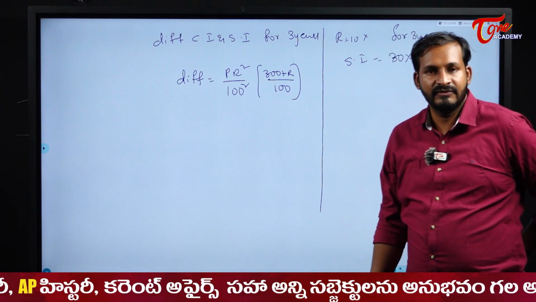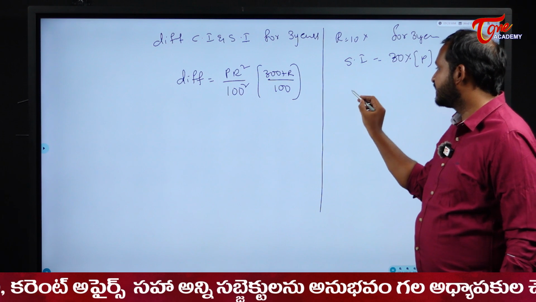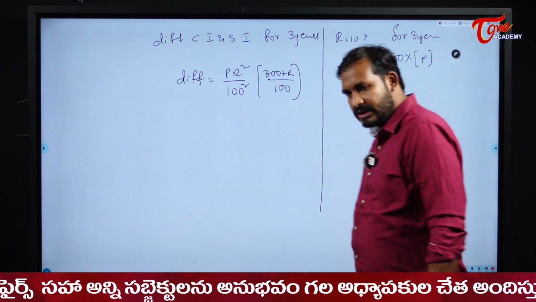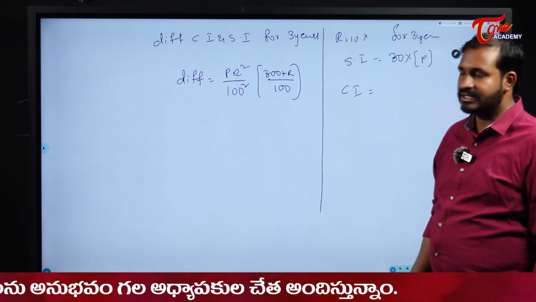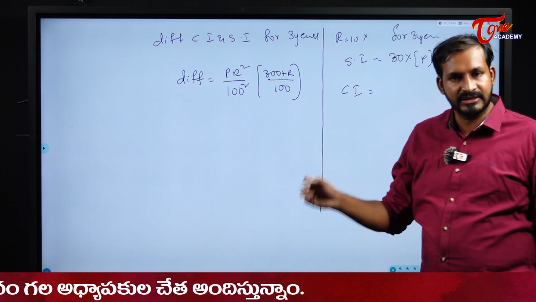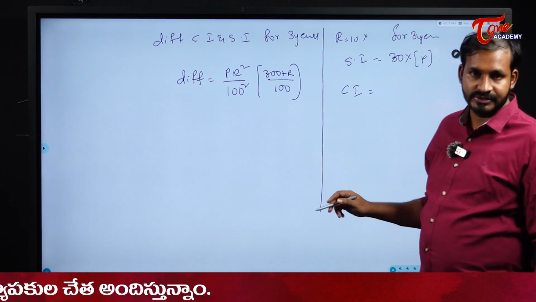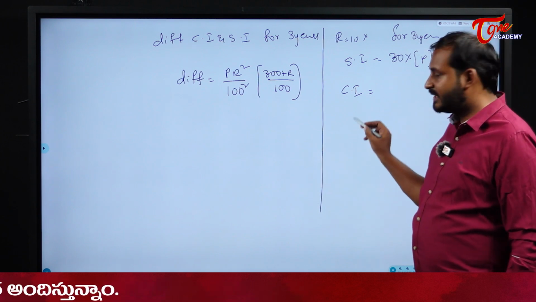For 3 years, what will be the difference for us? 30% of principal. And similarly, in compound interest, the value was increased by 10%, 10% and 10%, right? Now, in case of 3 years, the best method is you will take the help of ratios. Every year it is increased by 10%, right?